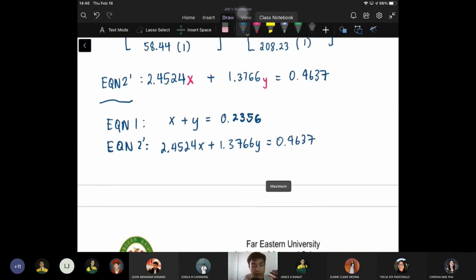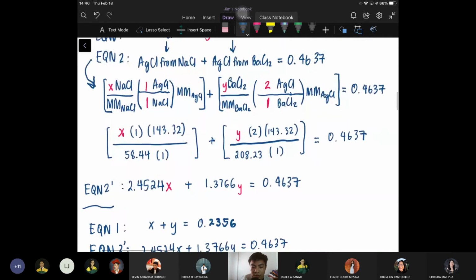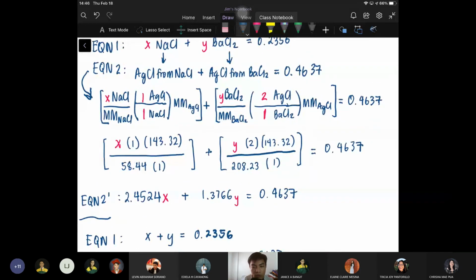0.4637. So ito yung gagamitin nating equations. No? So ginawa natin, we converted equation 2 to equation 2 prime so we can see the relation of x and y sa ating precipitate. No? So nakita natin yung relationship niya sa ating precipitate. No? So ibig sabihin yung mass ng NaCl, pag ginawa mong precipitate, that is 2.4528 times the mass of NaCl. Ganon din sa barium chloride. No? So yung precipitate na makukuha mo from the barium chloride is equal to 1.3766 of that mass. No? Tapos pag pinag-add mo yon, equal yun dito.